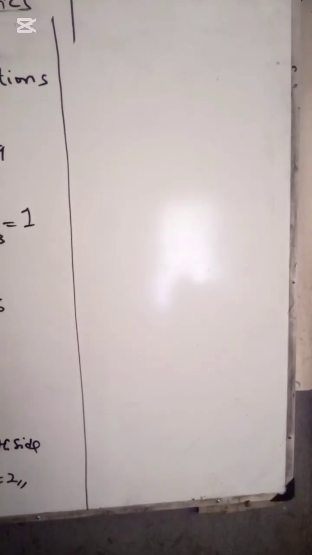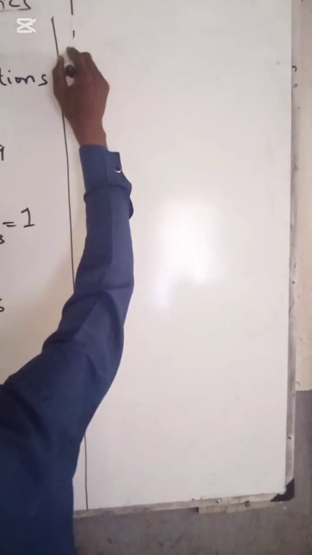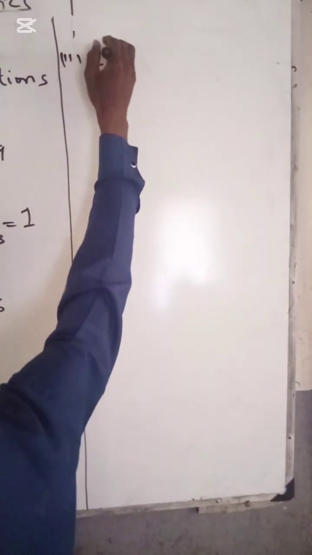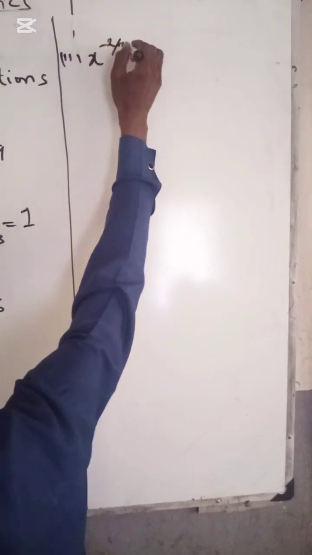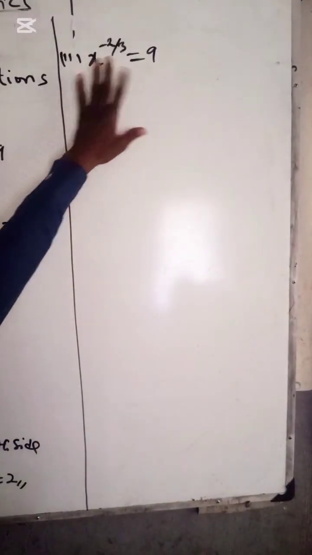Let's check the second question, please. The second question is what? He's saying what? x to the power minus 2 over 3 is equal to 9. Remember, we are looking for x, not any other thing.